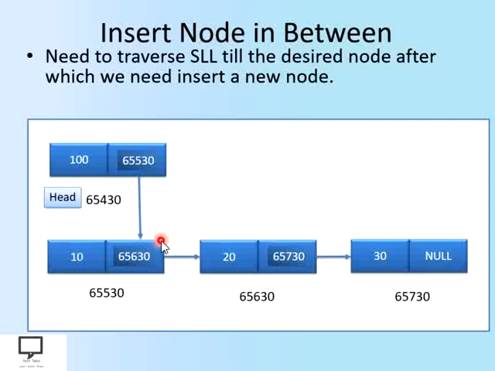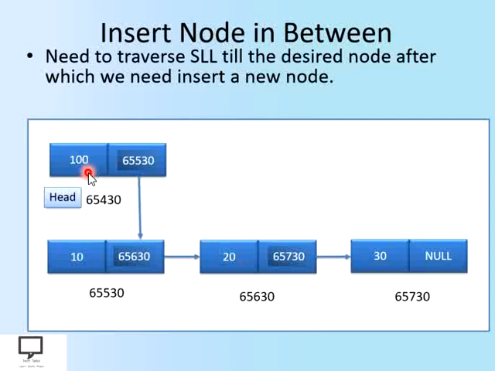So now let's consider that we want to insert a node after 40. 100 is not equal to 40, 10 not equal to 40, 20 not equal to 40, 30 not equal to 40, and we are at the end. So in this case we can't perform the insert in between operation. For the in between operation, the valid nodes are nothing but 10 and 20 only.